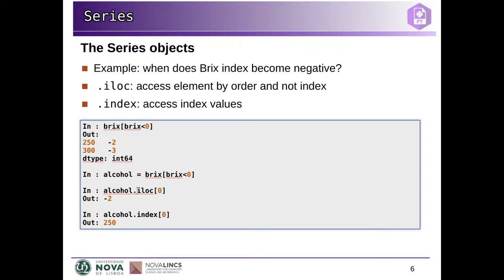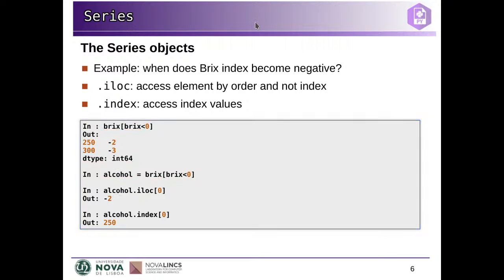So this is, if you use the iloc attribute of a Pandas series, you are accessing the data not by the index but by the position in the array. So iloc 0 would be the value of the first entry, which is this -2 here. If you want to know the index at this position, you can ask index 0. So this is 250. It's the index of the first element of this series.